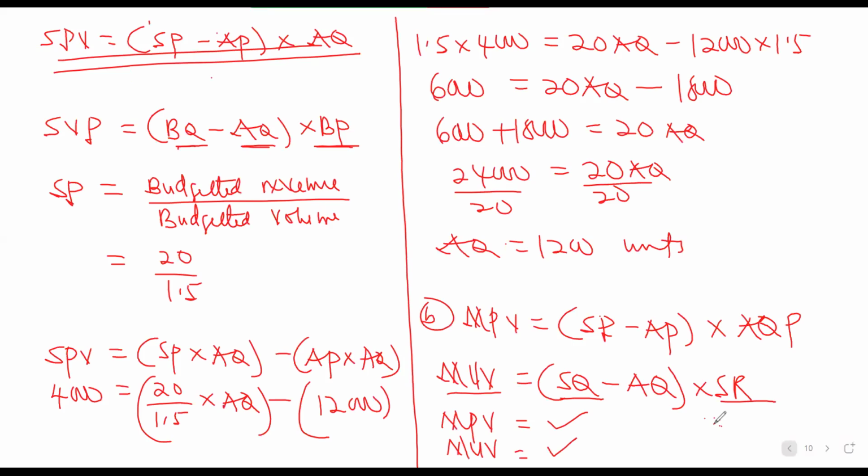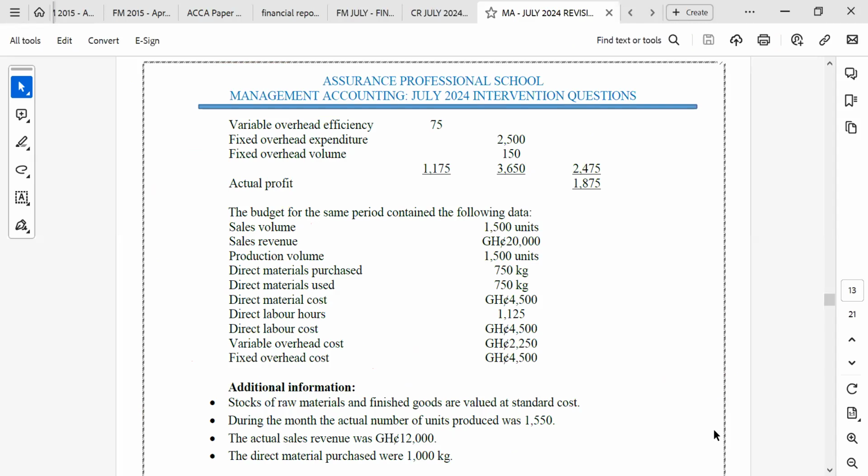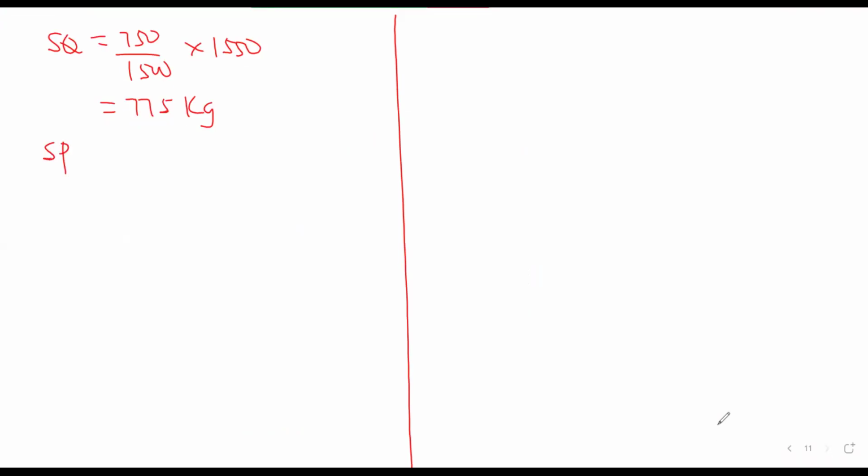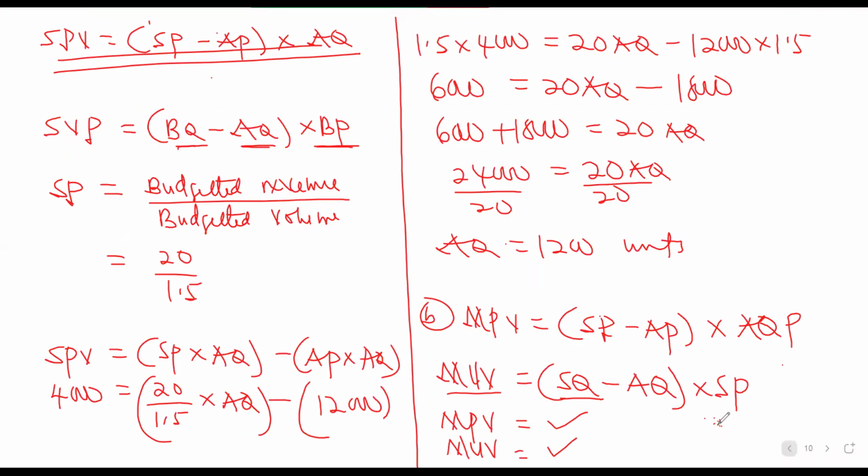Okay. Can we calculate the standard price for the material? How much is the direct material cost? 4,500. How many kilograms are we using? 750. So what will be the cost per kilogram? 6. So we can calculate our standard price to be 4,500 divided by 750. That will give us 6. So we know the standard price over here.